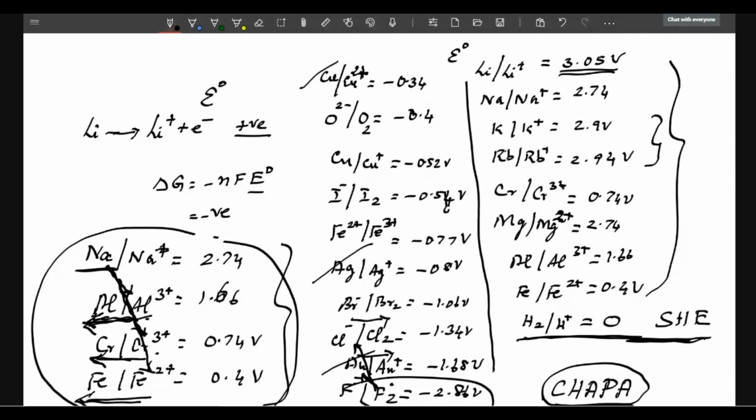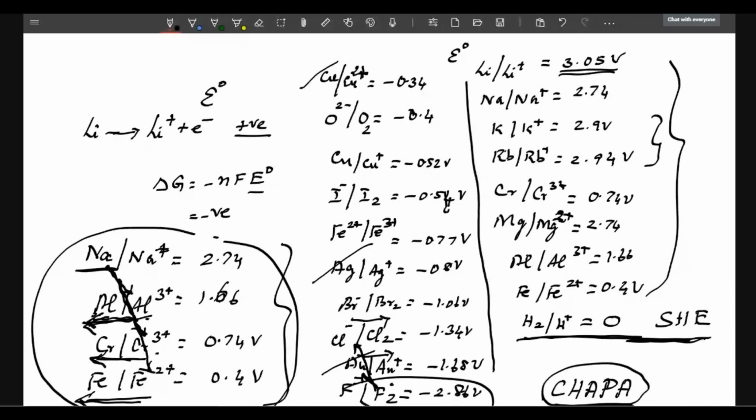But I have given 2 more metals. What are they? C for copper. Next, H for mercury. Next, A for silver. P for platinum. A for gold. These are the 5 metals which are placed below the hydrogen electrode.